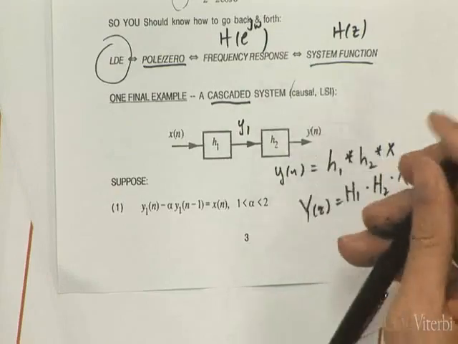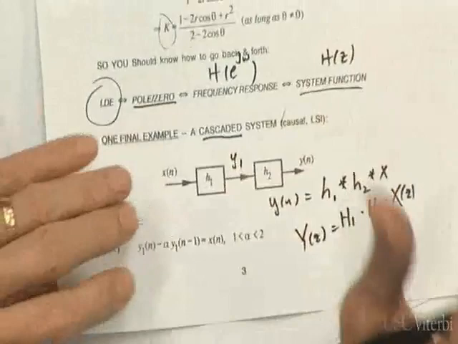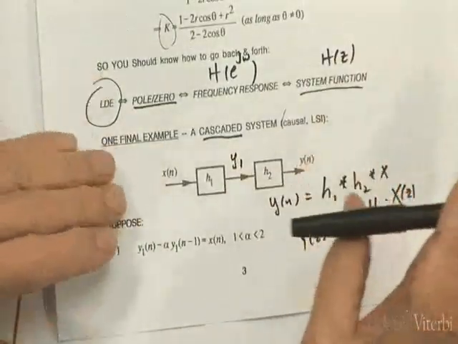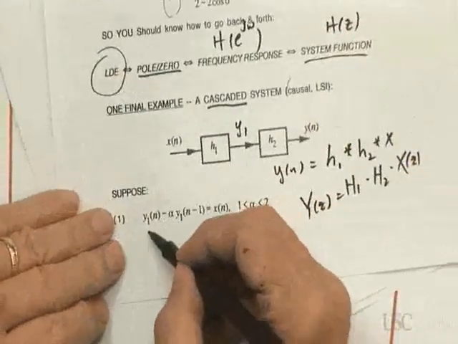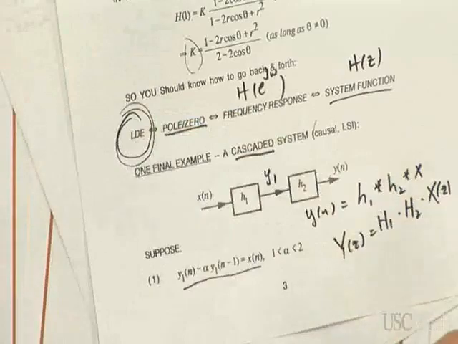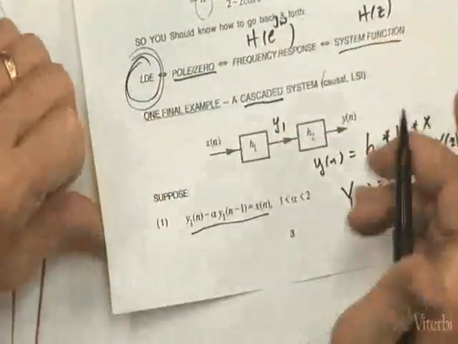Okay, so that's the trick. You have to learn all the different ways of getting information and get comfortable translating those into the other forms. So I'm going to tell you what the difference equation is. I'm going to start you out with the LDE, and then we will get to the system function.